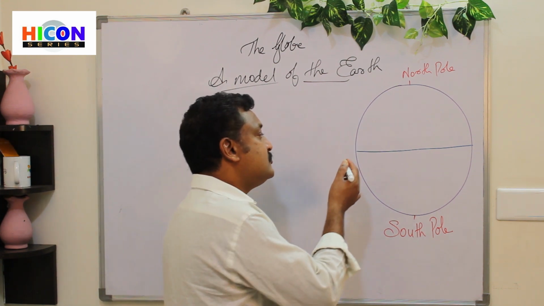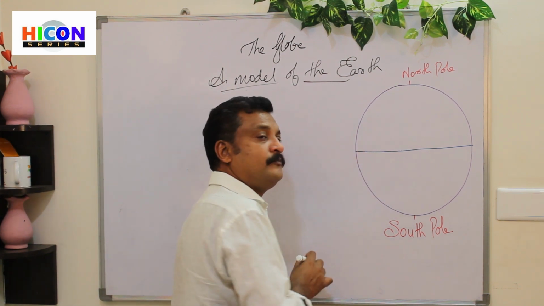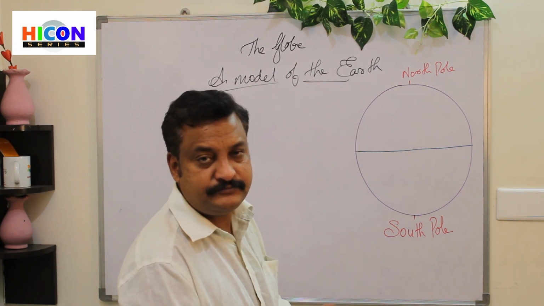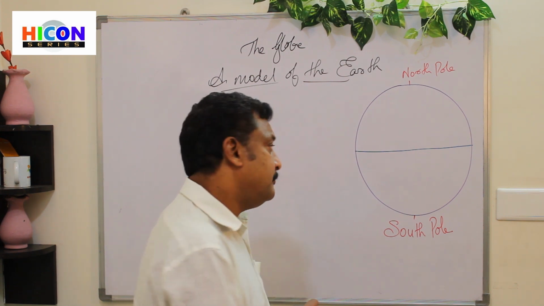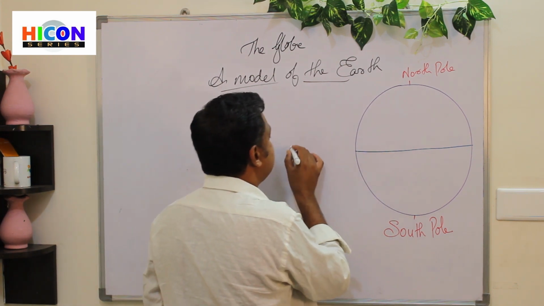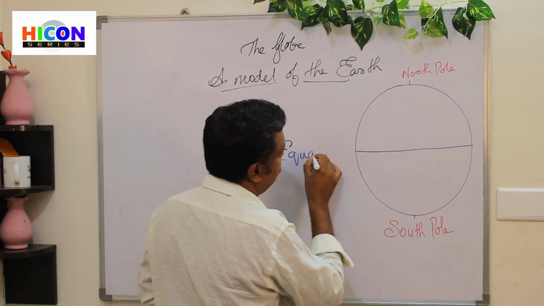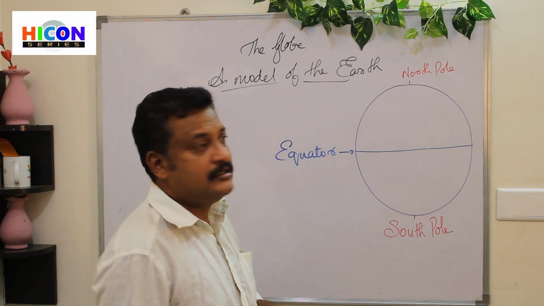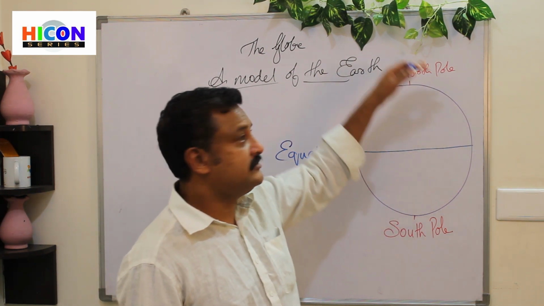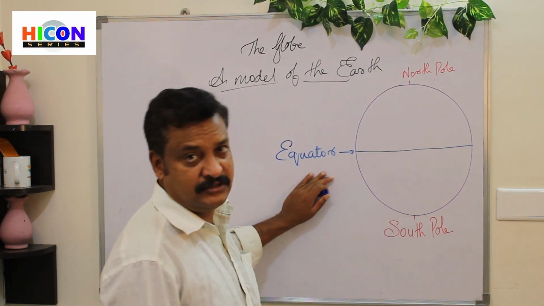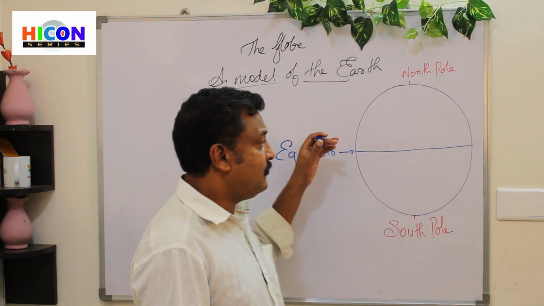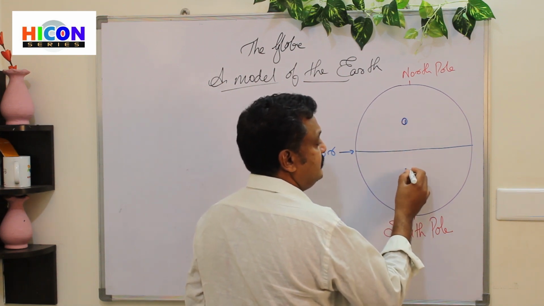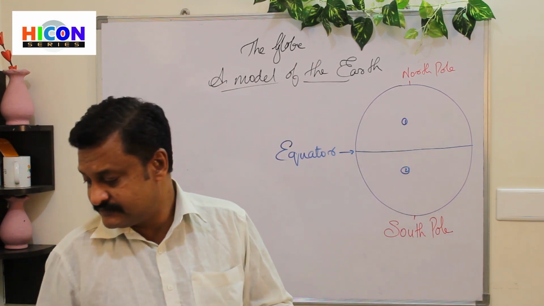Okay, so we draw a line which divides Earth into two equal parts. And this line is called the equator. Right? So this line that divides Earth into two equal parts is called the equator. Now, this line divides Earth into two equal parts. Which are they? This is 1, this is 2, isn't it?